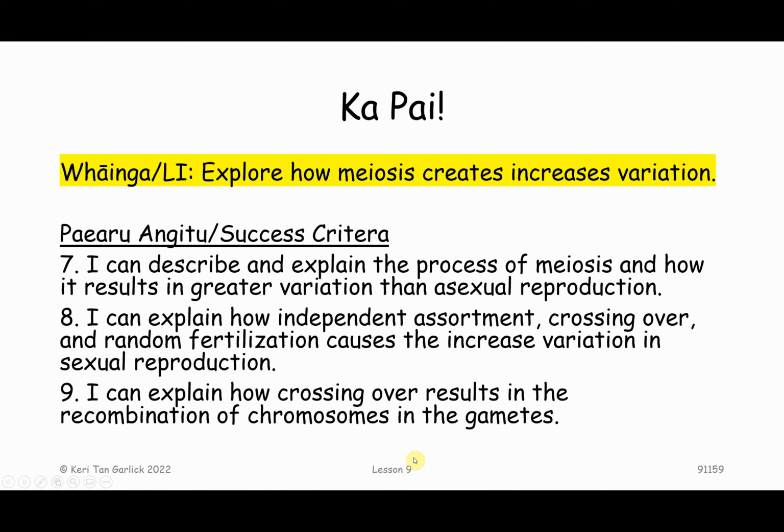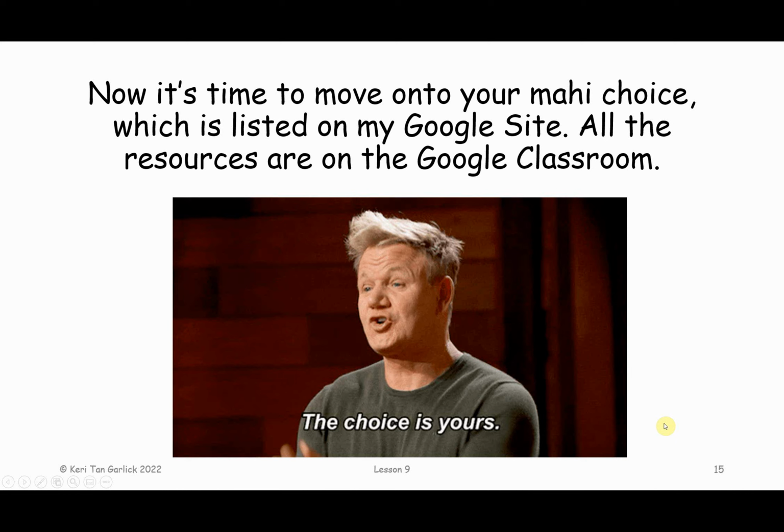Anyway, that is how meiosis creates variation, and we know that variation is going to increase the chance of survival of a species. You should now know independent assortment, crossing over, and random fertilization. You should be able to explain them and list them as sources of variation. You should also explain how that crossing over results in recombination. We will look at this some more when we start doing those larger Punnett squares as well.